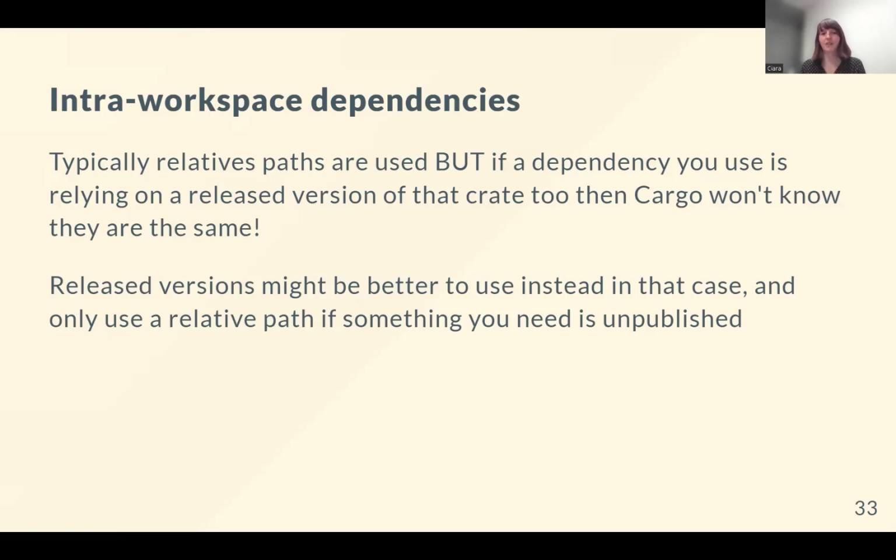And if you're in that position, then Jon recommends you could use released versions. So if you use a released version, then it means that you're still pointing at crates.io, even though you're sitting a directory over from the dependency you want. That might be something that's better to do if people might be relying on that dependency as well. And then you should just use a relative path if you're relying on something that is not yet published, because obviously it's not on crates.io, you can't use it.